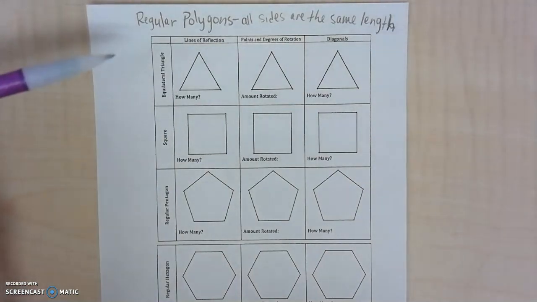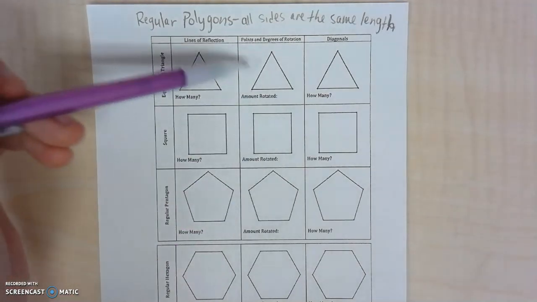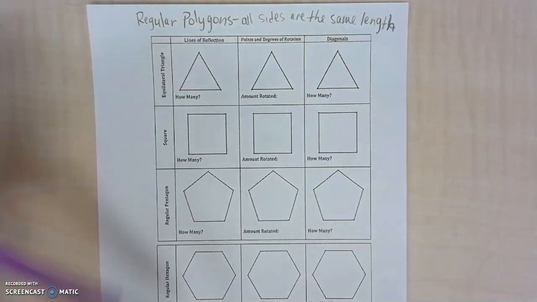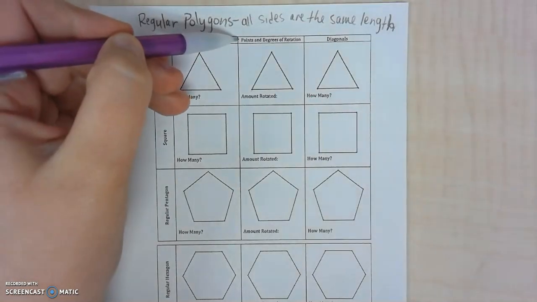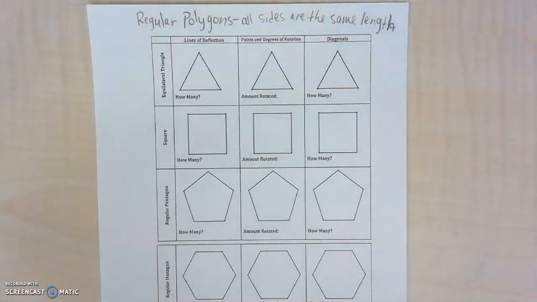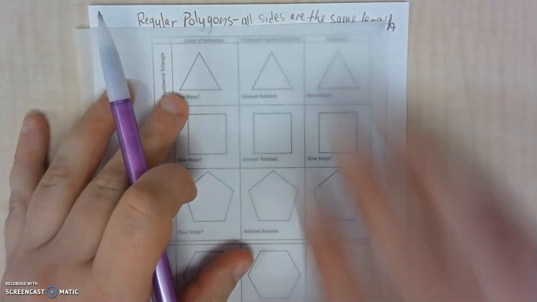So essentially what you're going to be doing here is finding the lines of reflection and degrees of rotation for polygons instead of quadrilaterals. You've done the same thing before. We've learned about lines of reflection, and we've learned about points and degrees of rotation. Now we just need to figure it out for these shapes. Again, I want this to be through experimentation with the patty paper.